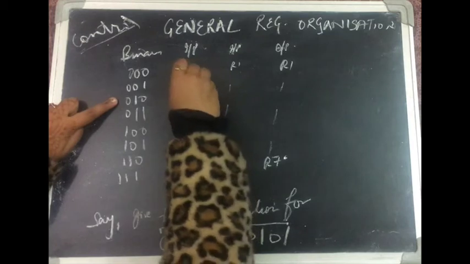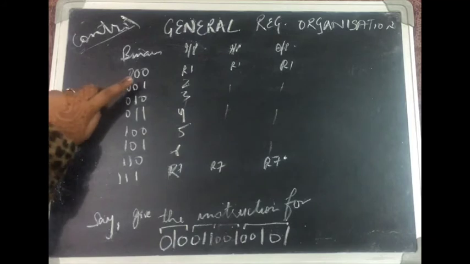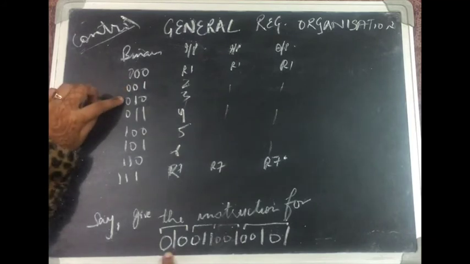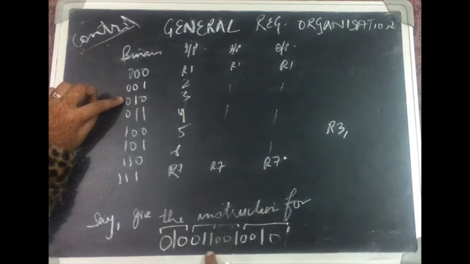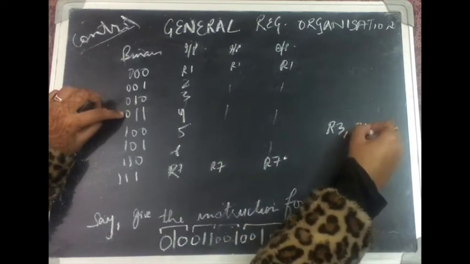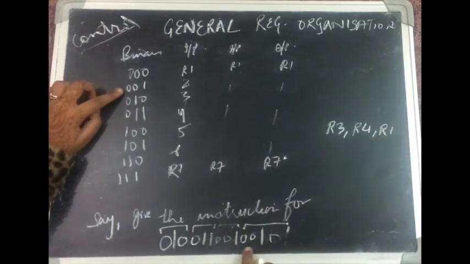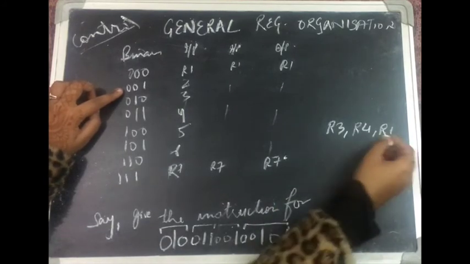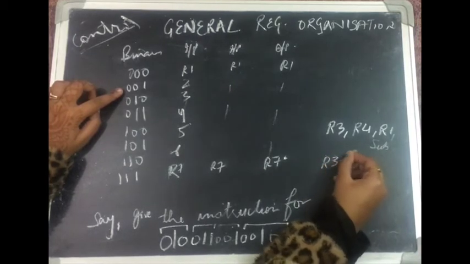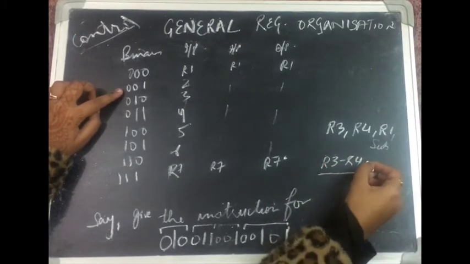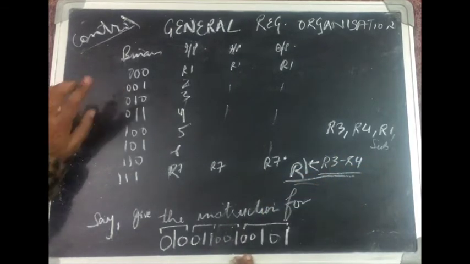010 is register 3, so that is register 3, comma 011 is register 4, and 001 is register 1, and this 00101 stands for subtraction. That is, I have to subtract the contents of R3 and R4, and I have to store the result in R1. So that is what this control word specifies.